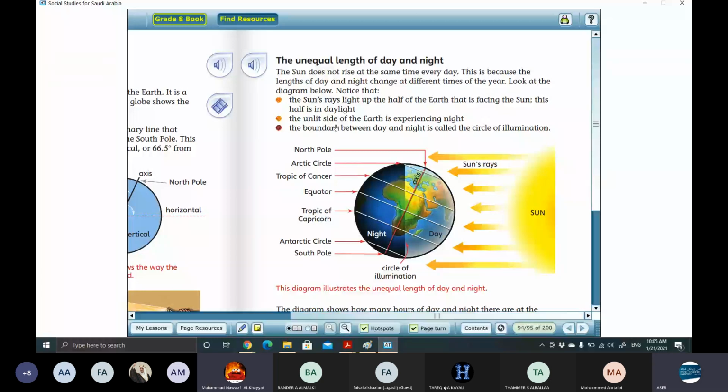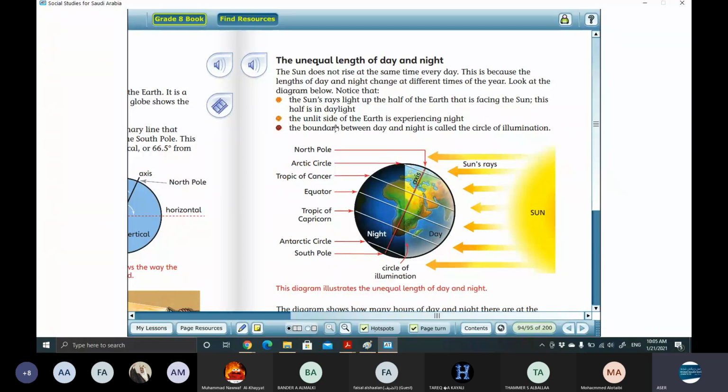Okay, thank you very much. So simply, as Muhammad has just said, guys, our planet is rotating around itself and also orbits around the sun. The sun is the main source of heat and light on our planet Earth. Okay, because of the rotation of our planet, we have the day and the night.